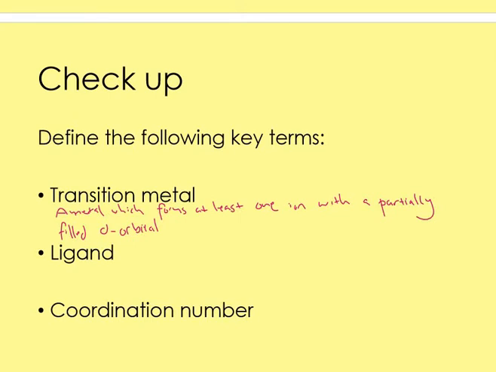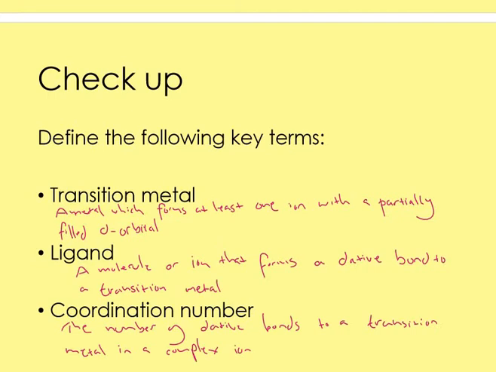What about ligands? Okay, so a ligand then we would define as a molecule or ion that forms a dative or coordinate bond to a transition metal. So these could be simple molecules like water or ammonia, where they donate one of their lone pairs to form the dative bond. You could have ions such as chloride. Also get things such as bidentate ligands such as ethane diamine, where the two nitrogens on there can form a coordinate bond each. And then finally, coordination number is defined as the number of dative or coordinate covalent bonds to a transition metal in a complex ion.